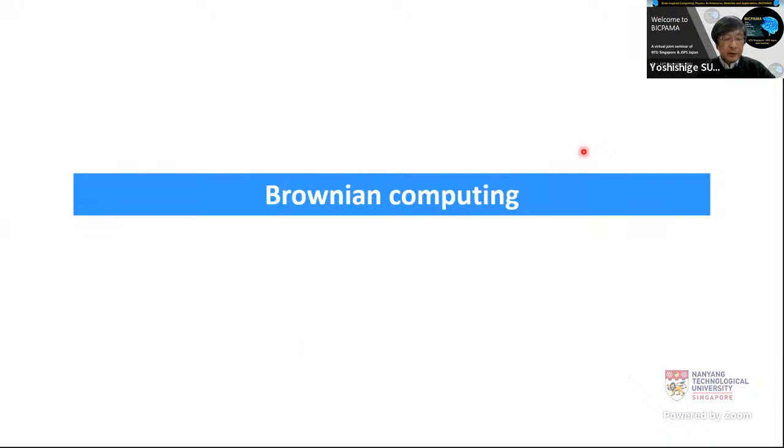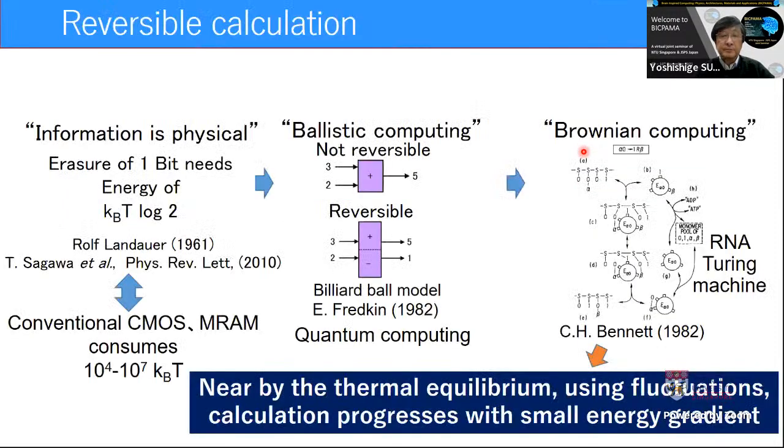Let me explain a little bit more about Brownian computing. Brownian computing is based on an idea of reversible calculation. If the information processing is irreversible, it consumes energy. Landauer showed that erasure of a single bit needs energy emission of kBT log 2. However, if the calculation process is reversible, it is not necessary to consume energy for the calculation.